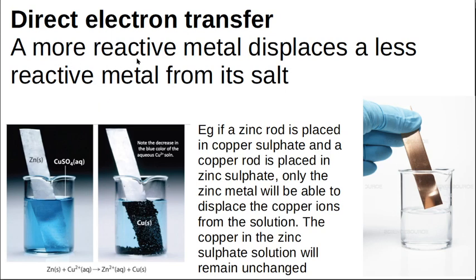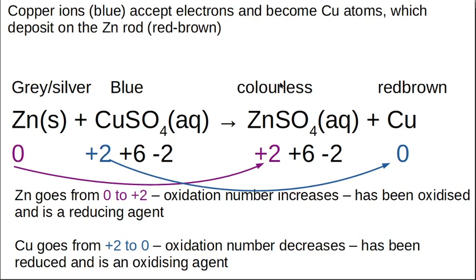The short story is, a more reactive metal displaces a less reactive metal from its salt. So if you have a look at what's going on here in that beaker, here's my zinc, here's my copper sulfate, which is in aqueous solution. There goes my zinc sulfate, and there's my copper metal. Okay, so in the copper sulfate it's Cu2+, but it becomes Cu metal. So it goes from +2 to 0. And the zinc was 0 because it was a metal, an element, and it goes to a Zn2+ ion, so its oxidation number is +2.